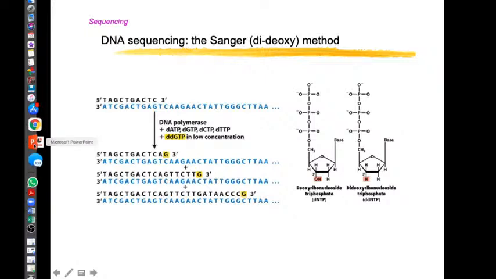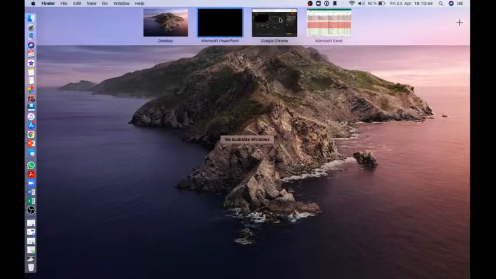So, we will start today by continuing the same part that we were doing last time, that is molecular biology methods, in which we discussed quite a number of methods yesterday. Today we'll be dealing with the next part, that is sequencing.